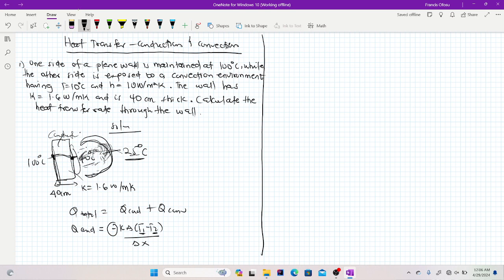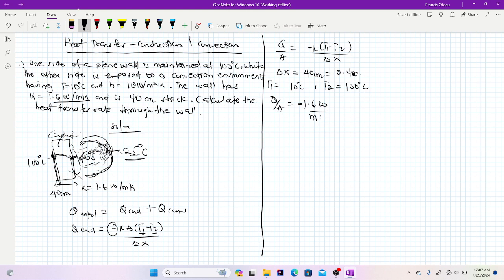Now, because you don't have any idea about the area of the wall, we can just divide through by area and get Q over A equals negative K (T1 minus T2) all over change in X. Our change in X is our thickness, which is 40 centimeters, and that gives us 0.4 meters. Our T1 becomes our colder temperature, 10 degrees Celsius, and our T2 becomes our hotter temperature, 100 degrees Celsius. So Q over A becomes, our K is 1.6 watts per meter Kelvin, so we can write it there, negative 1.6.